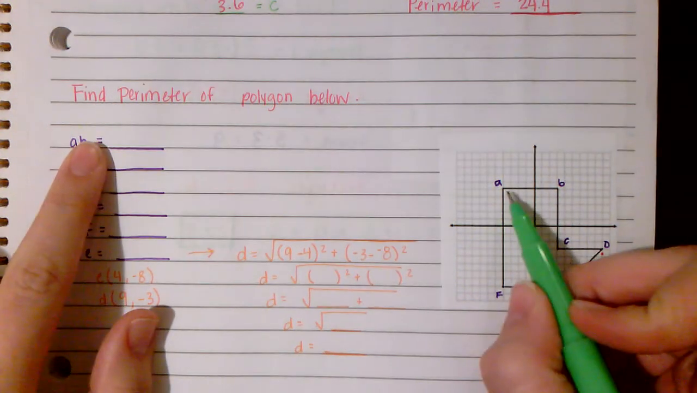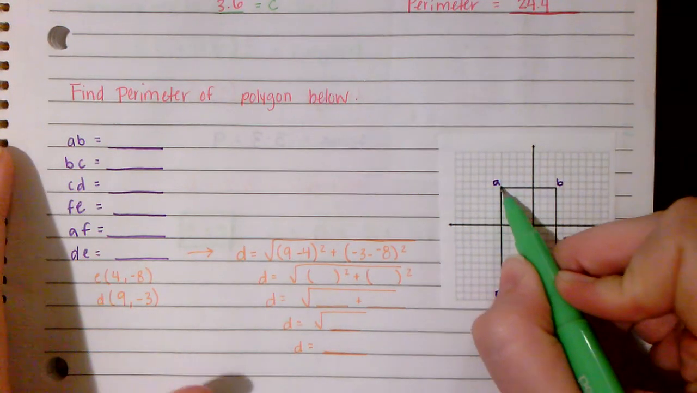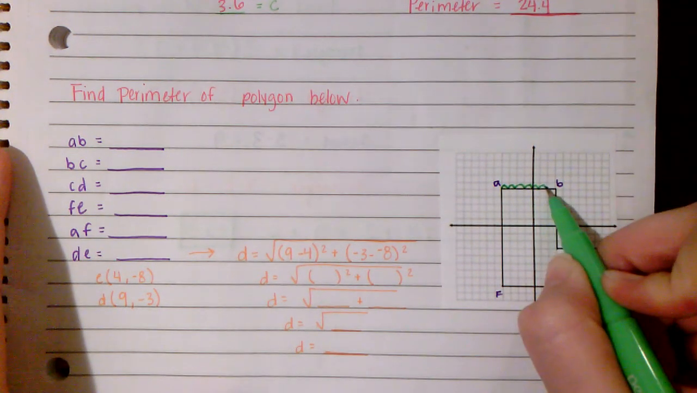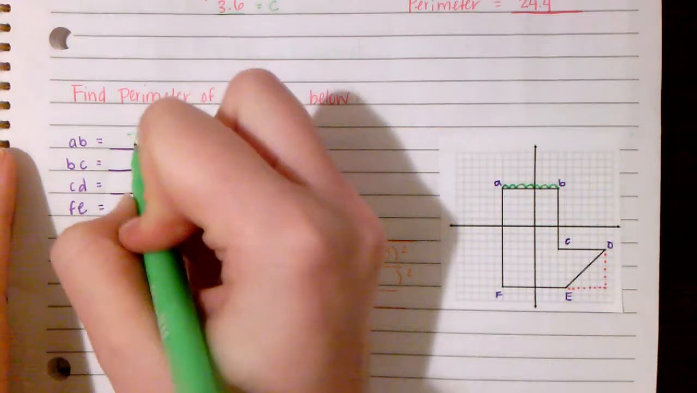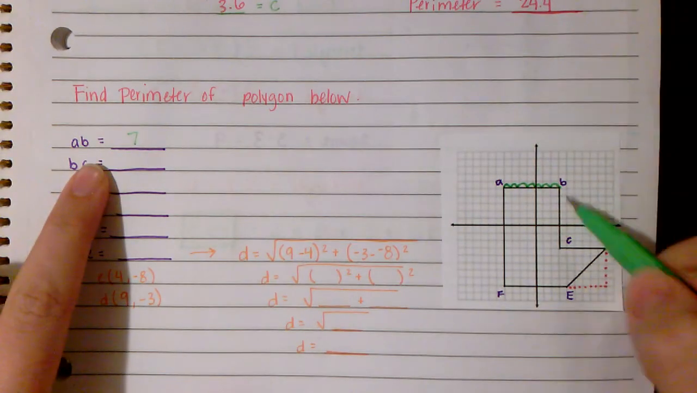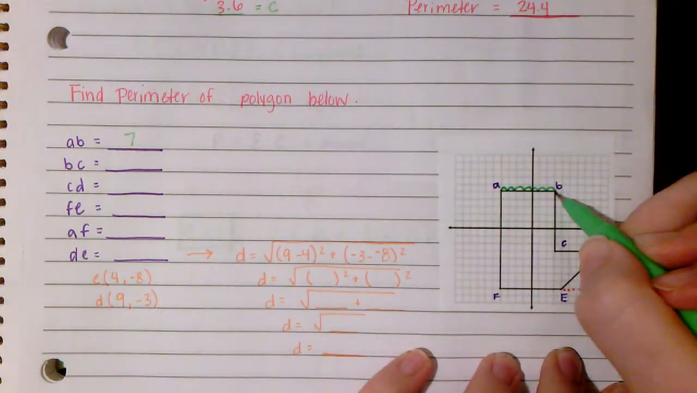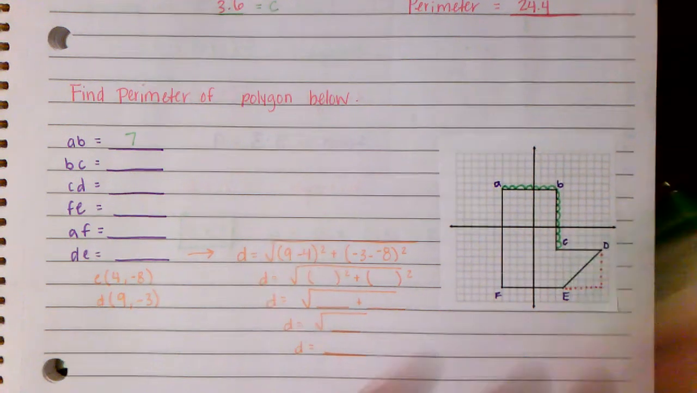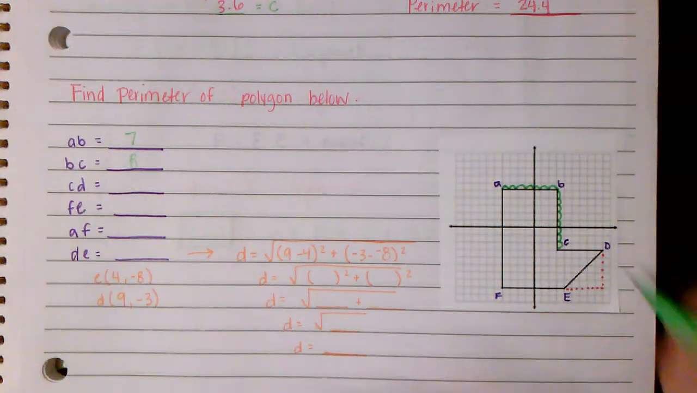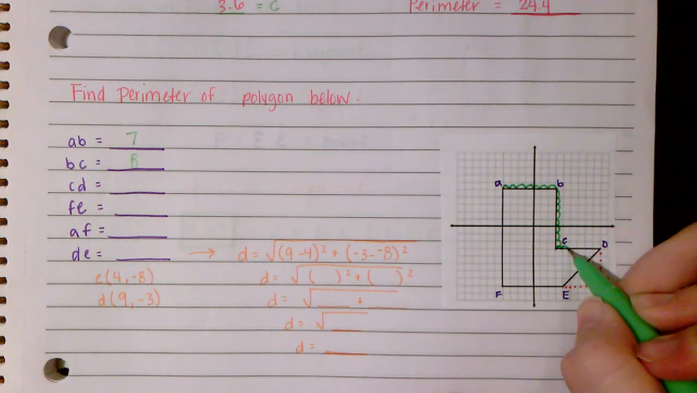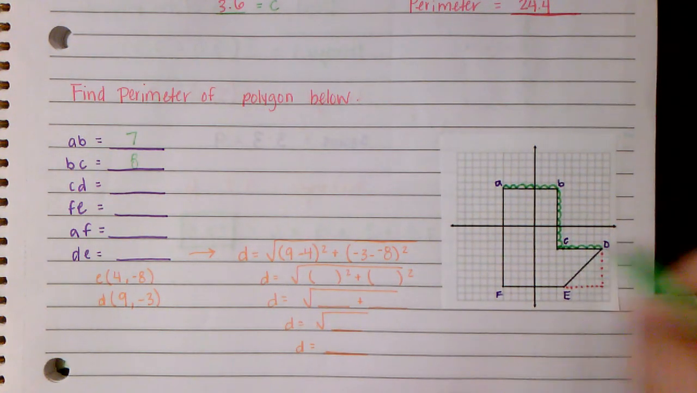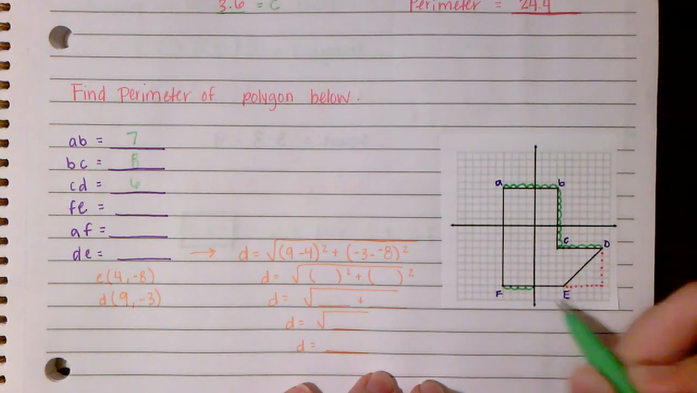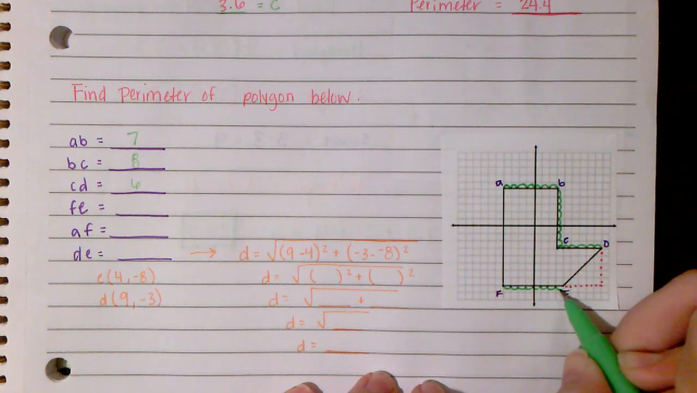So AB, we're going to count the length of this line by just counting the tick marks. 1, 2, 3, 4, 5, 6, 7. 7. BC, so that's from point B to point C, is 1, 2, 3, 4, 5, 6, 7, 8. CD, 1, 2, 3, 4, 5, 6. FE, 1, 2, 3, 4, 5, 6, 7, 8.